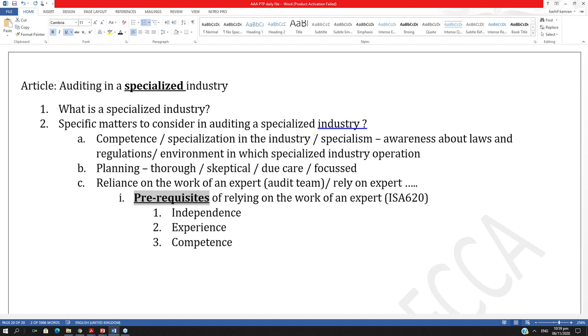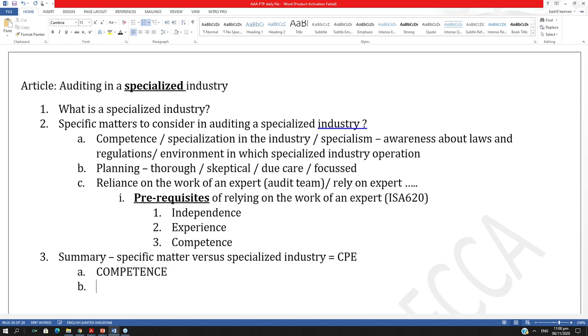Right? So when you're auditing a specialized industry, what is the summary? When you're auditing a specialized industry and you're thinking about the specific matters versus a specialized industry in exam paper, and this might come in any context, anywhere, so anywhere you face a question and you think the question is on a specialized industry, you can just think about CPE, where C is the competence, P is the planning, and E is the expert. So will you remember the CPE as a mnemonic, as a specific matter when you're auditing a specialized industry?